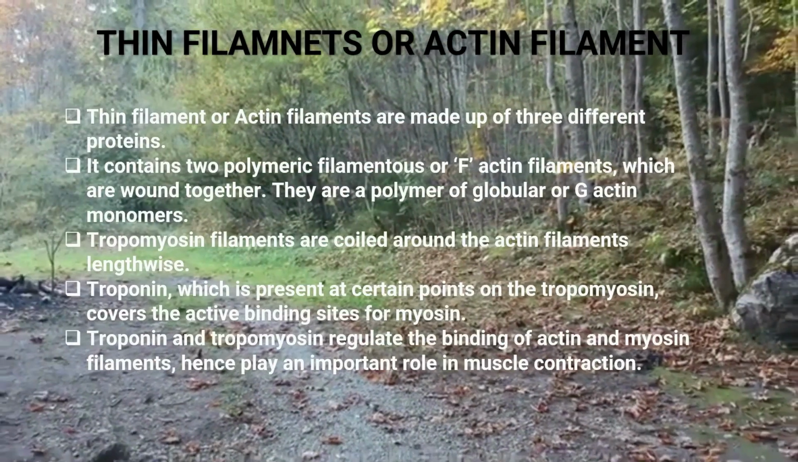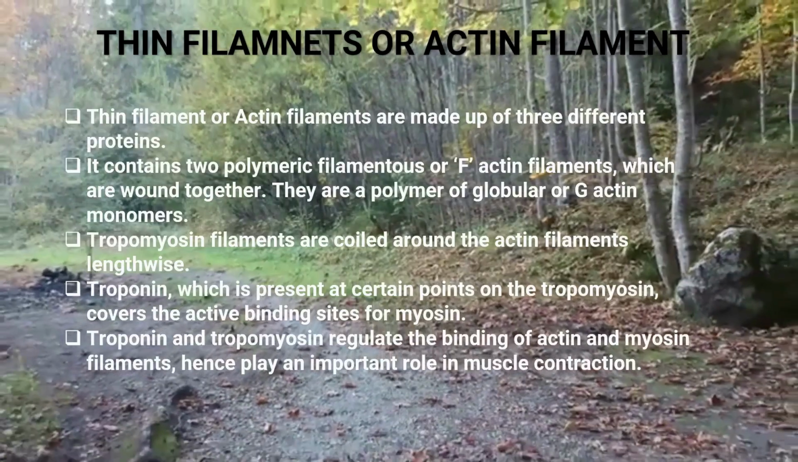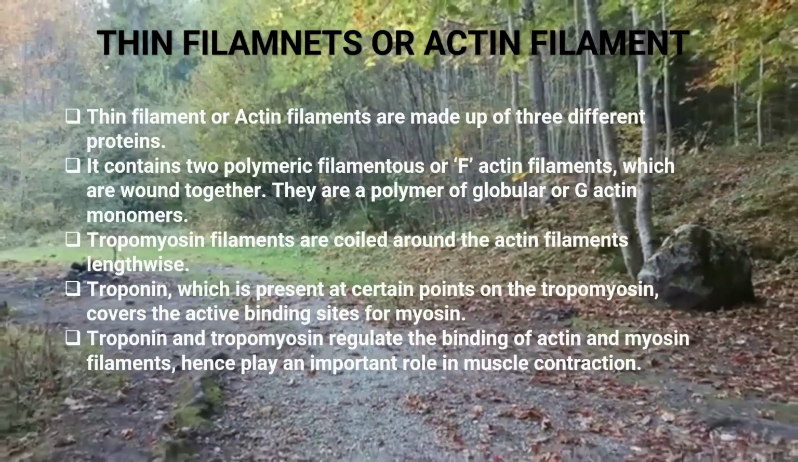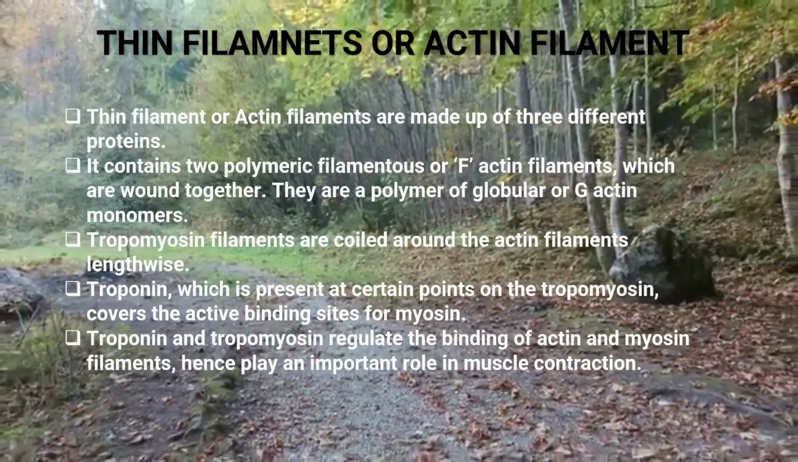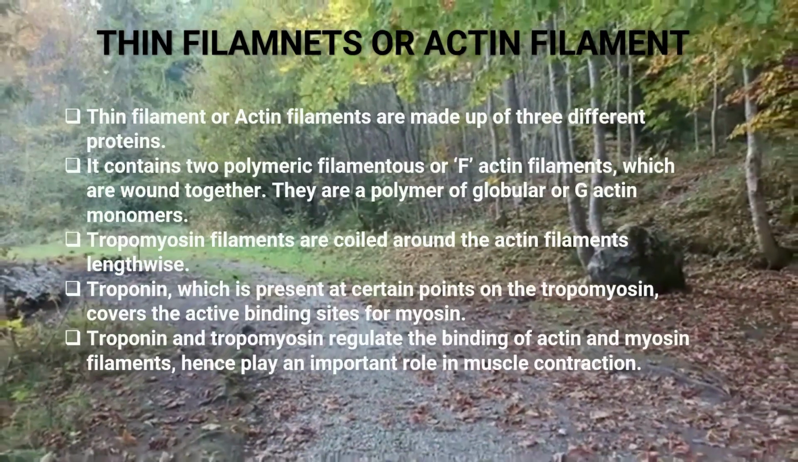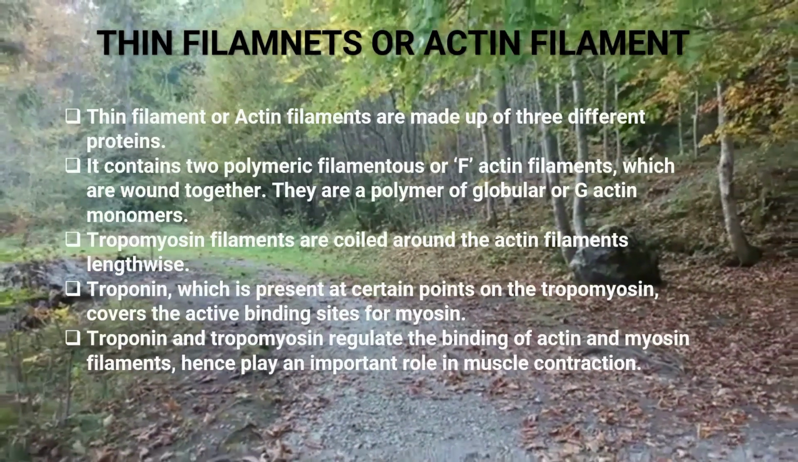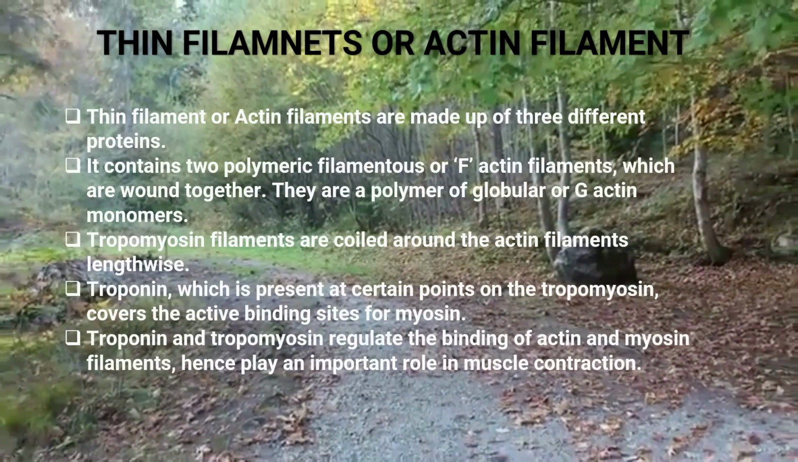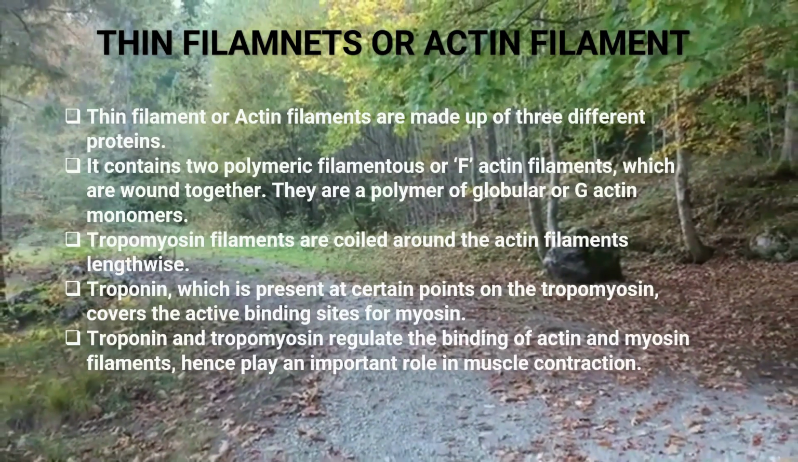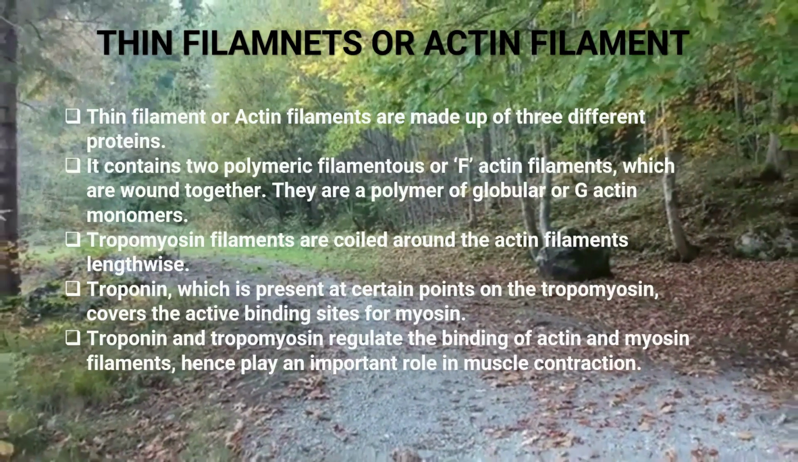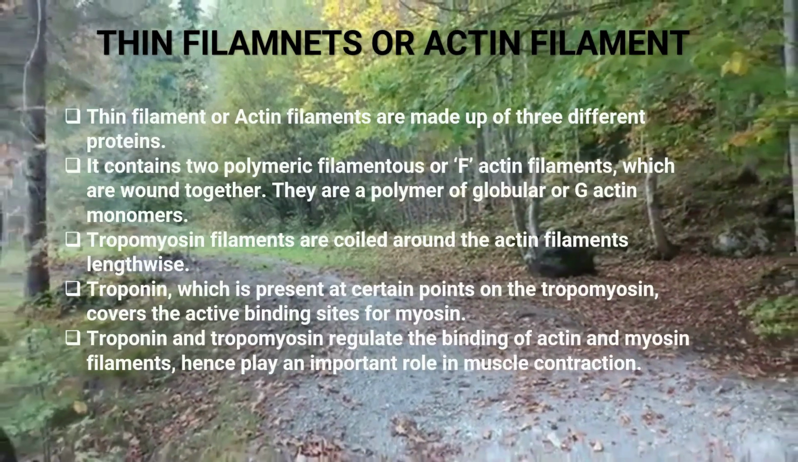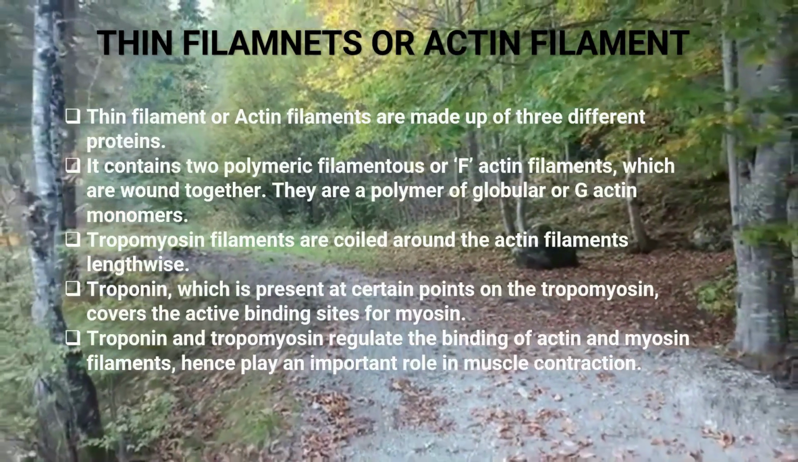Of a protein called actin. Let us see the structure of thin filament, or actin filament, in detail. Thin filaments, or actin filaments, are made up of 3 different proteins. 1. It contains 2 polymeric filamentous, or F, actin filaments, which are wound together. They are a polymer of globular, or G-actin monomers.